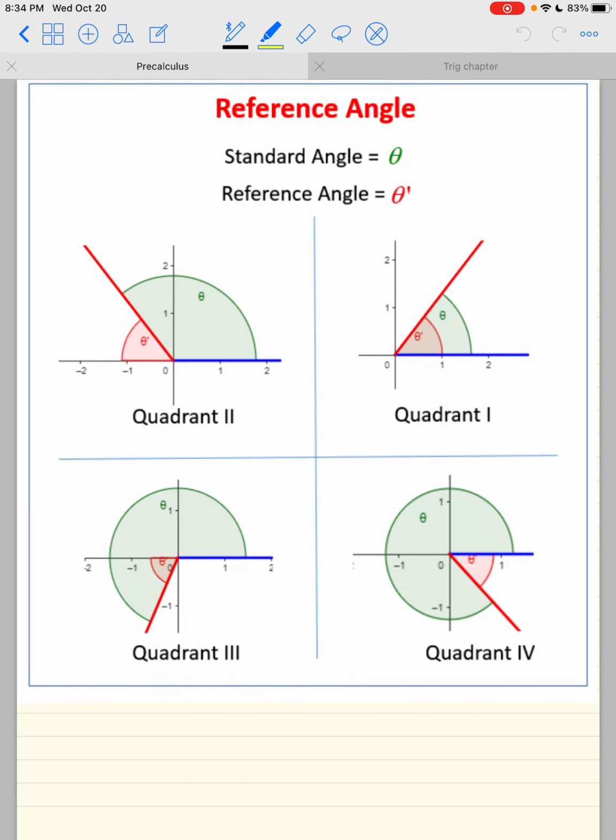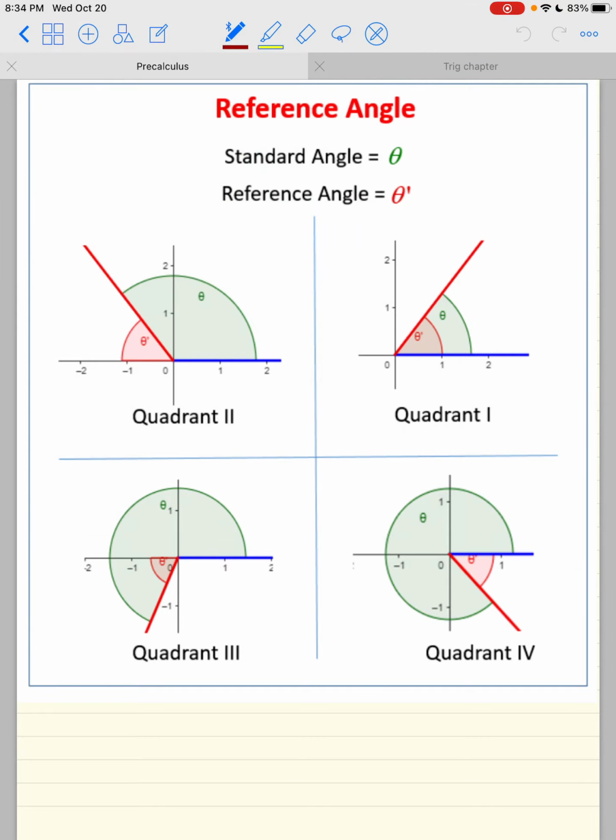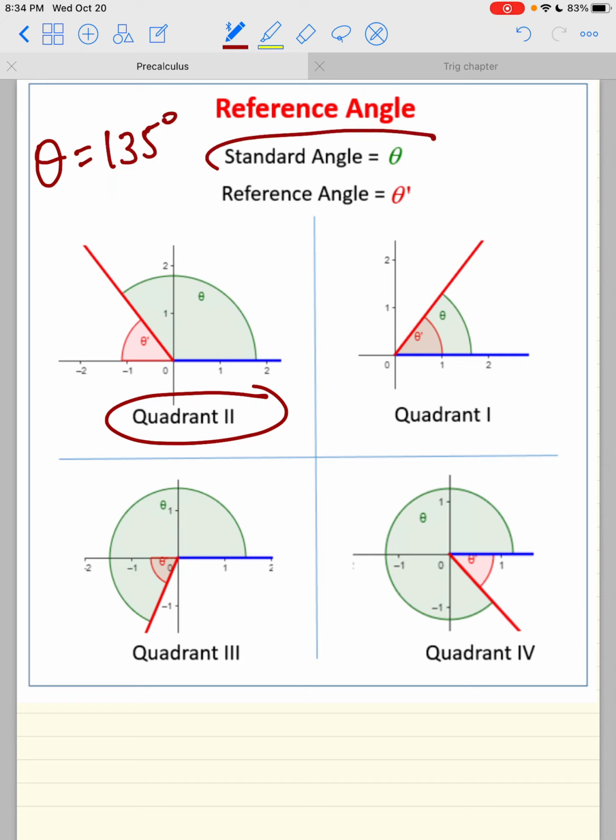What about this person here called reference angle? What is a reference angle? Well, reference angles are going to be one of the most important things you learn in trig, okay? So if I'm going too quickly, pause it, go back, and so on. I'm going to actually start in quadrant 2 because I think it makes the most sense. Theta is equal to, I'm going to say 135 degrees. That's my standard angle. I want to know what my reference angle is.